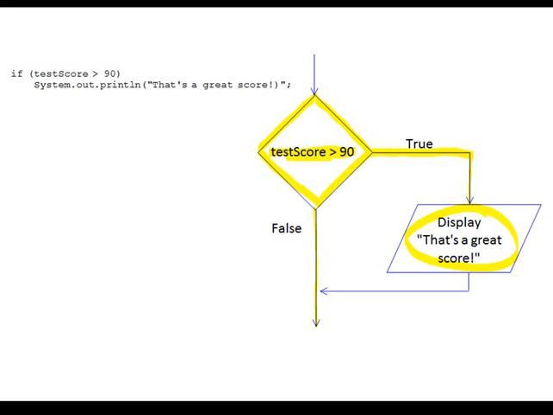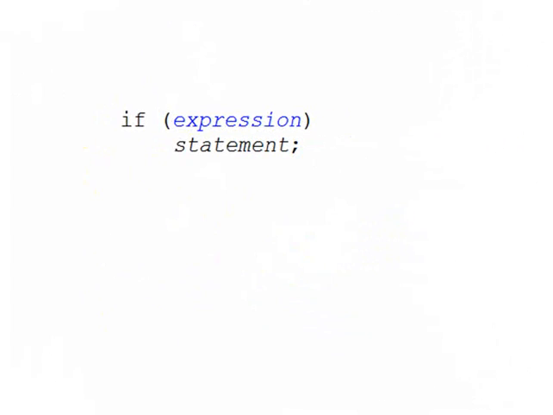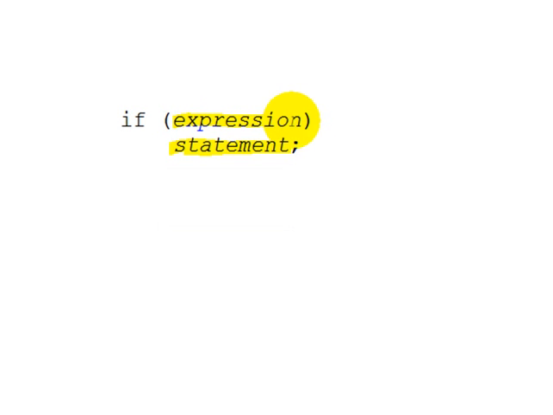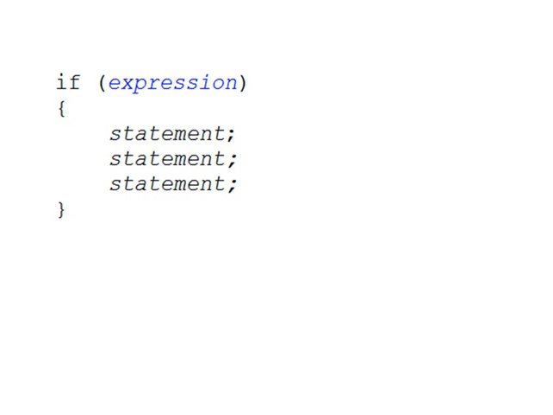the output operation. The statement that is executed by the if statement when the Boolean expression is true is called a conditionally executed statement. It's called a conditionally executed statement because it's executed only under the condition that the Boolean expression is true. The example that we've been looking at has an if statement that conditionally executes only one statement.